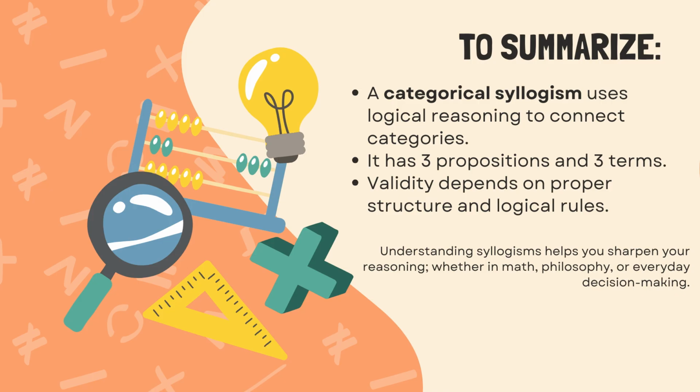So to summarize, a categorical syllogism uses logical reasoning to connect categories. Next, it has 3 propositions and 3 terms. And then, lastly, validity depends on proper structure and logical rules. Understanding syllogism helps you sharpen your reasoning, whether in math, philosophy, or everyday decision making. So again, the categorical syllogism uses 3 terms and 3 propositions. Validity follows rules, and reasoning skills improve with practice.